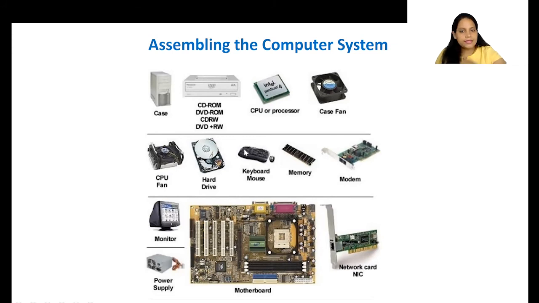Okay, so as you can see here, we need a case for our CPU. A CD-ROM, and a CPU or processor is required. A case fan is required in order to cool your processor. A CPU fan is required. A hard drive is also important because it is your secondary device. Keyboard, mouse, memory, and a modem are required. Of course, a monitor should be there. A power supply should be there. Network card and motherboard. Okay, so these are the basic ones.